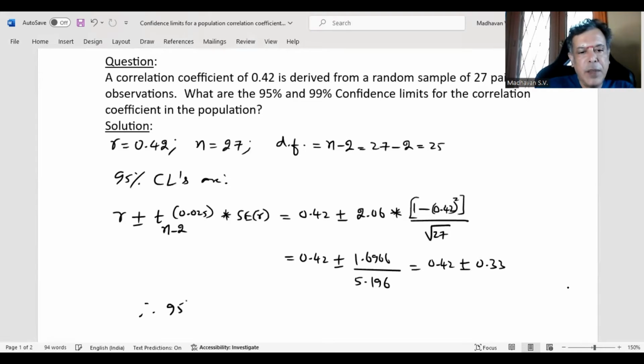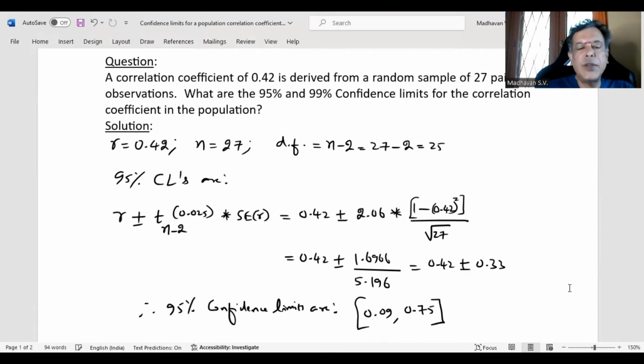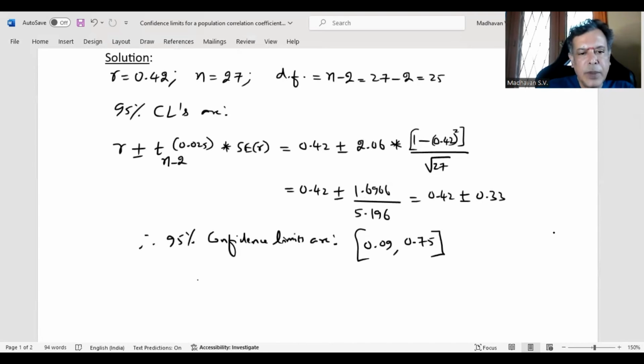Therefore, 95% confidence limits are 0.42 minus 0.33, which gives us 0.09 as the lower limit, and 0.42 plus 0.33, which gives us 0.75, the upper limit. In between these two, the population correlation coefficient will lie, which means our population correlation coefficient rho lies between these two limits. That is the solution for this.